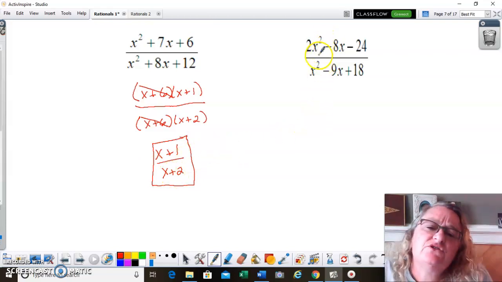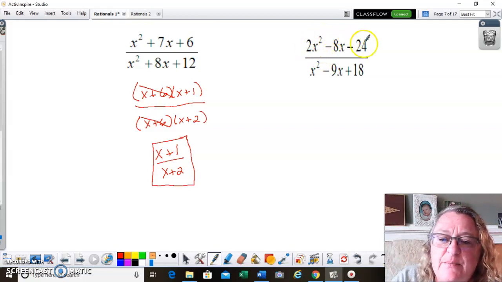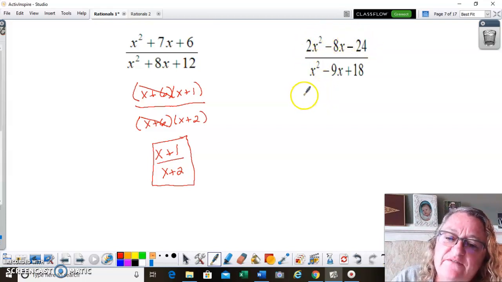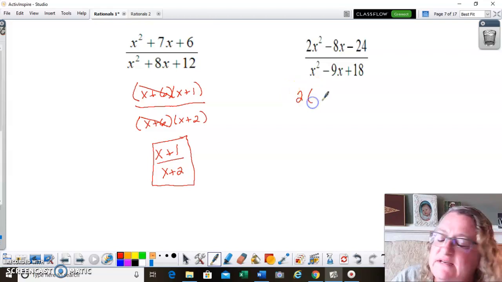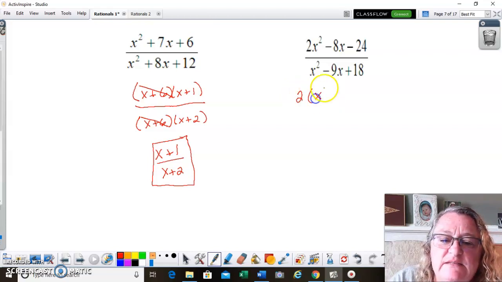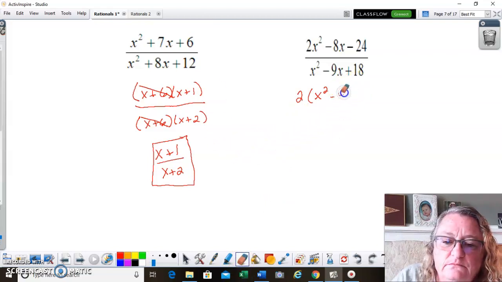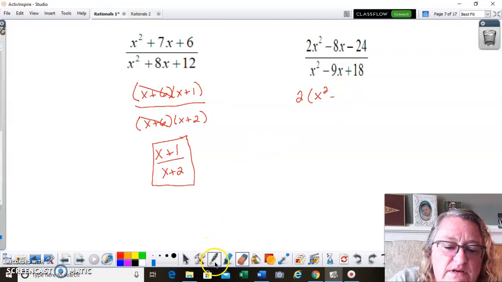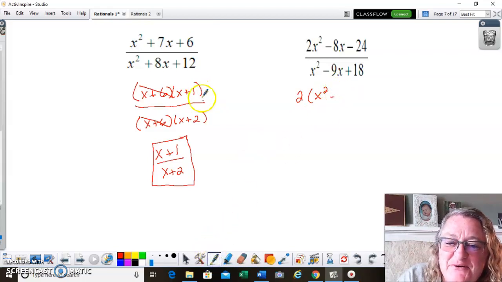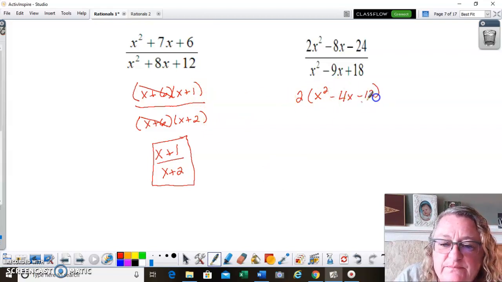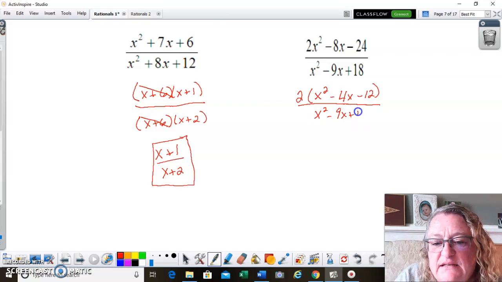There's a little bit extra factoring I need to do in the next one. In the top, I see that everything is divisible by 2, so that's the first thing I'm going to factor out, that common factor. I always have to look and see if there's a common factor. That gets me x squared minus 4x, actually, right? So let's write the right number in. We have x squared minus 4x minus 12 after we divide everything by 2. And the bottom is still x squared minus 9x plus 18.